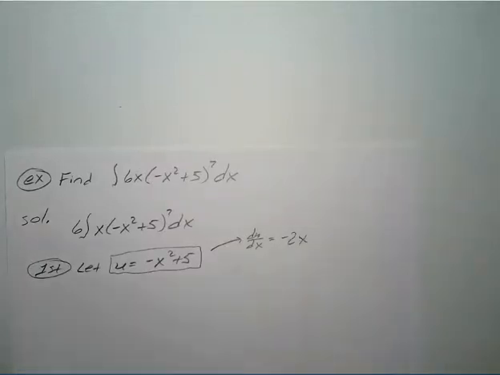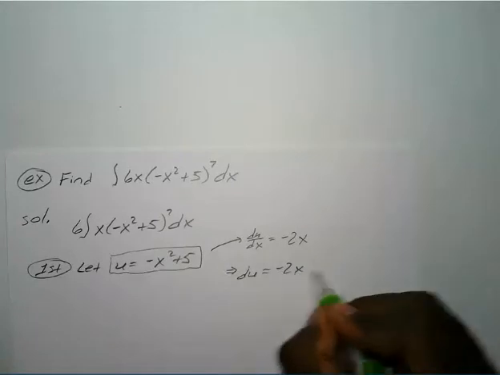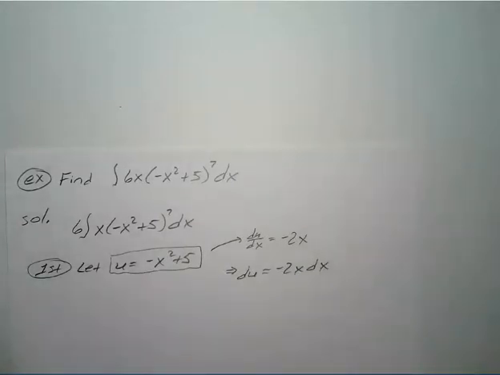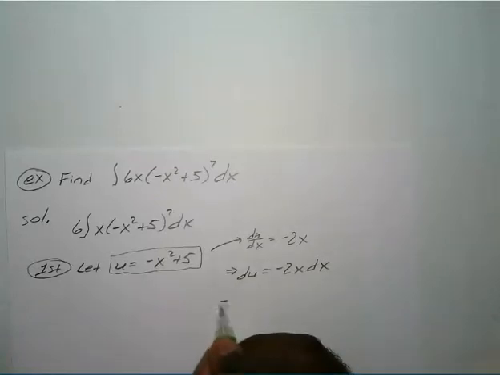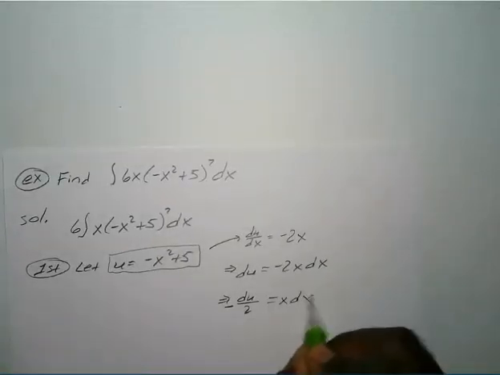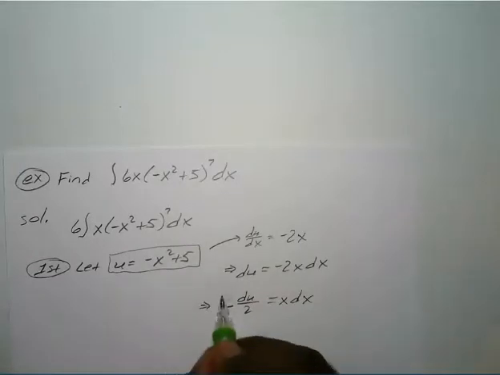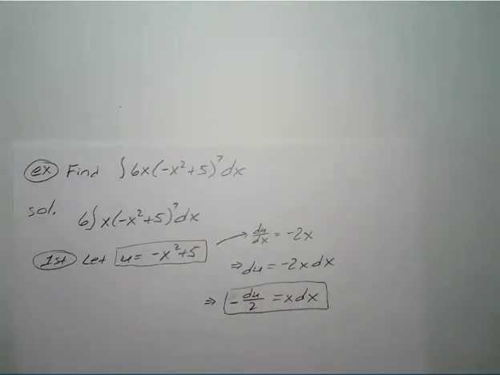So now to find the differential, we multiply both sides by dx. So du is equal to negative 2x dx. Actually, we can get rid of that negative 2 by dividing both sides by negative 2. So negative du over 2 equals x dx. So this is also something we'll need.